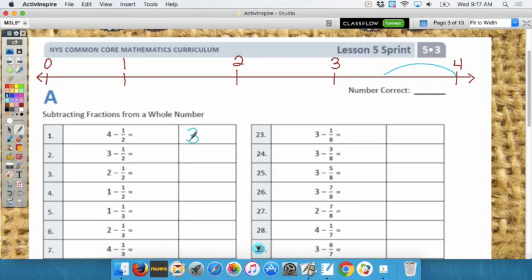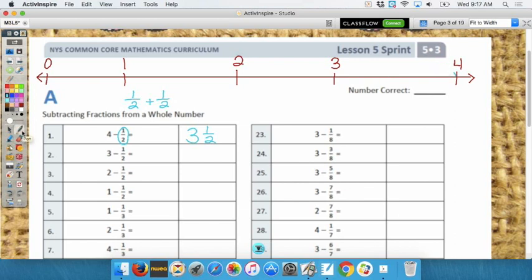Then if I'm going to subtract a half, here's what I'm going to think about. This half right here, what would I need to make a whole? What would I have to add to it to make a whole? Another half. So that's my answer. And we'll practice some harder ones. Seems easy enough. Okay, so let's do the next one.